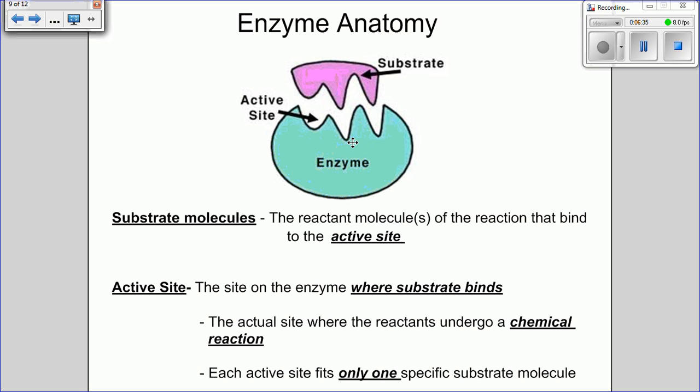It's like some people liken it to a puzzle piece. Puzzle pieces only fit into one specific puzzle piece. Or you could also talk about a lock and key. One lock is going to fit only one key, and therefore it's very specific. So the active site is very much like the lock, and the substrate is very much like the key. So the actual site where the reactants undergo the chemical reaction is your active site, and each active site fits only one specific substrate molecule.